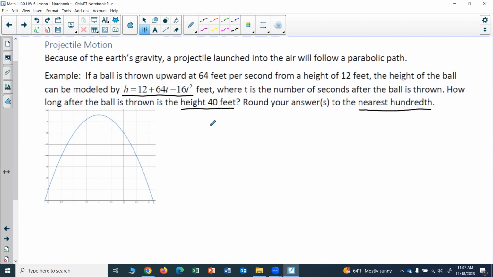All right, so I want a height of 40 feet. So I'm going to go ahead and put 40 equals 12 plus 64t minus 16t squared. Now the ways to solve this are we could try to factor it, or we could use the quadratic formula. Either way, we have to set our quadratic to be equal to 0. So I'm going to move all the terms to the left-hand side of the equation.